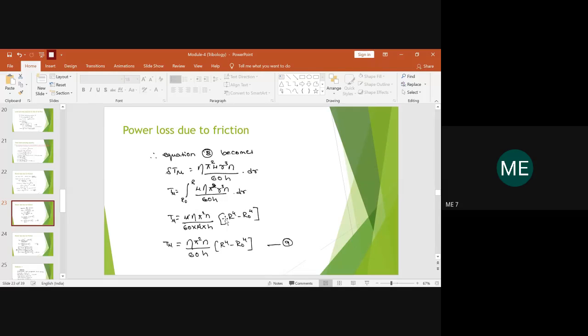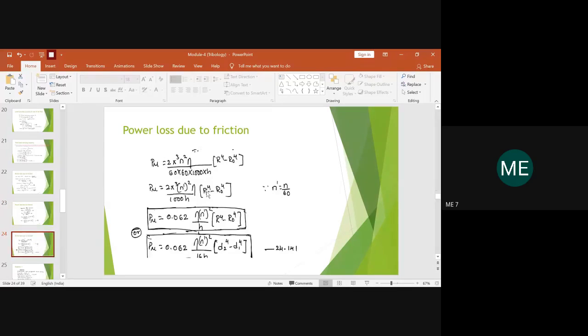Later, after integration and simplification, you will get this value. If they ask you to determine the frictional torque, it will always be equal to mu into pi square into N divided by 60h into R to the power of 4 minus R0 to the power of 4. This will be the frictional torque value. Once the frictional torque value is obtained, we can go on to identify the equation for power loss due to friction.